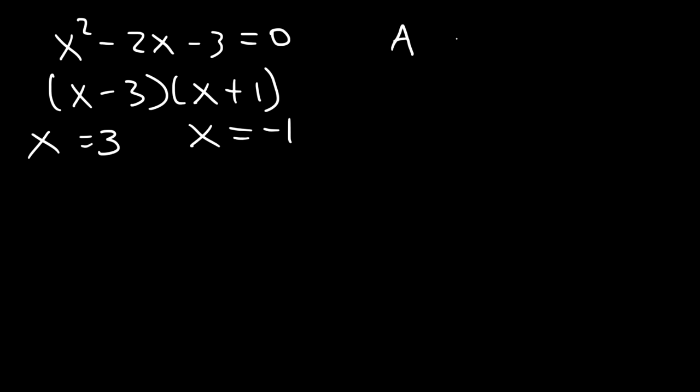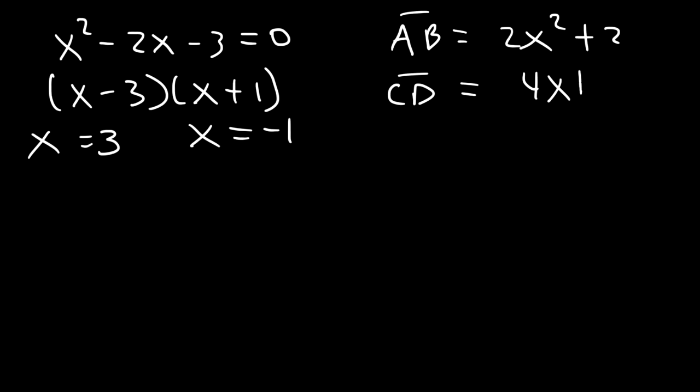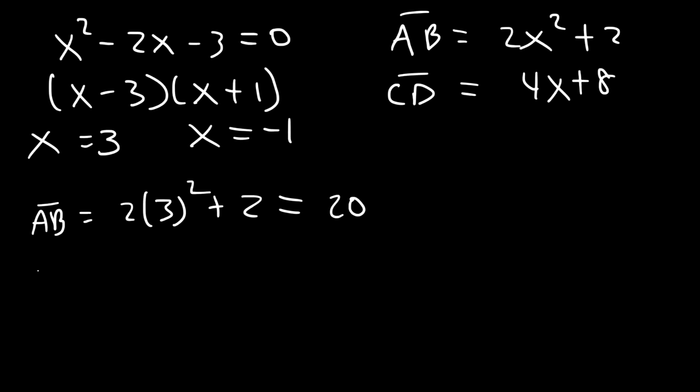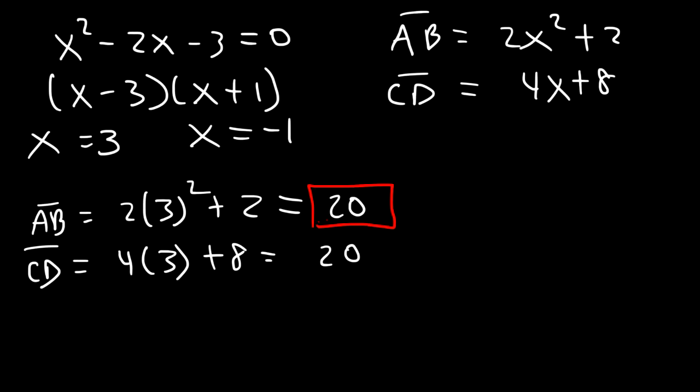Now notice that we could use both answers. So for instance, AB, we said was 2x squared plus 2. And CD was 4x plus 8. So if we plug in 3 into AB, that's going to be 2 times 3 squared plus 2. So 3 squared is 9 times 2, that's 18, plus 2 is 20. And if we plug this into CD, it will give us the same answer. 4 times 3 is 12, 12 plus 8 is 20. And our goal is to find AB, so this is one possible answer for AB.